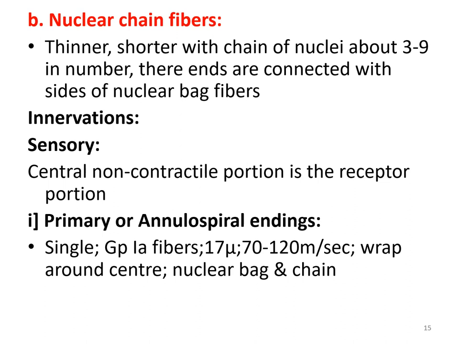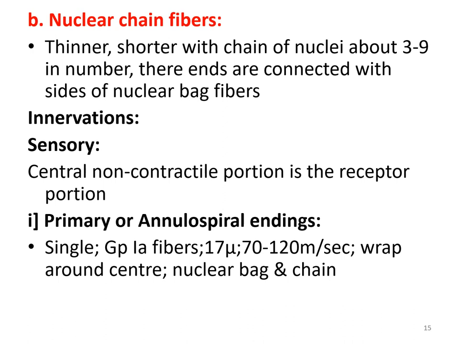The muscle spindle receives both sensory and motor innervation. The sensory innervation is received by the central non-contractile portion, which is the receptor portion. It has no striations. The sensory nerve endings are of two types: primary or annulospiral endings, and secondly, the flower spray endings. The primary endings are single in number. They are terminations of group 1A fibers, with a velocity of about 70 to 120 meters per second and a diameter of 17 micron.